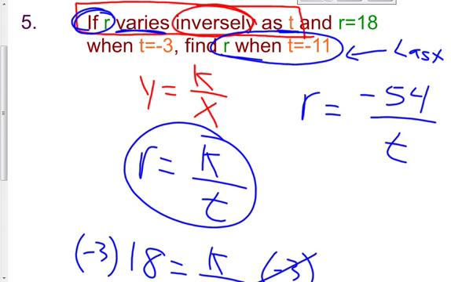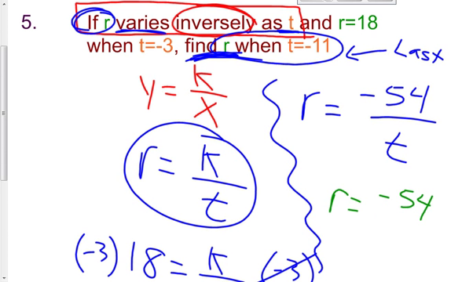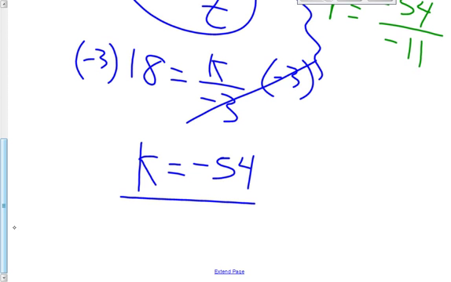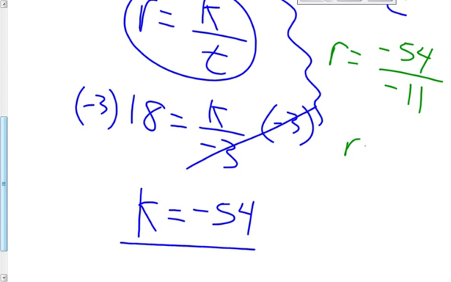So now let's find r when t is -11. So r equals negative 54 divided by t, which is negative 11. If we do that, a negative divided by a negative is a positive, so you can keep it as r equals a positive 54 over 11.